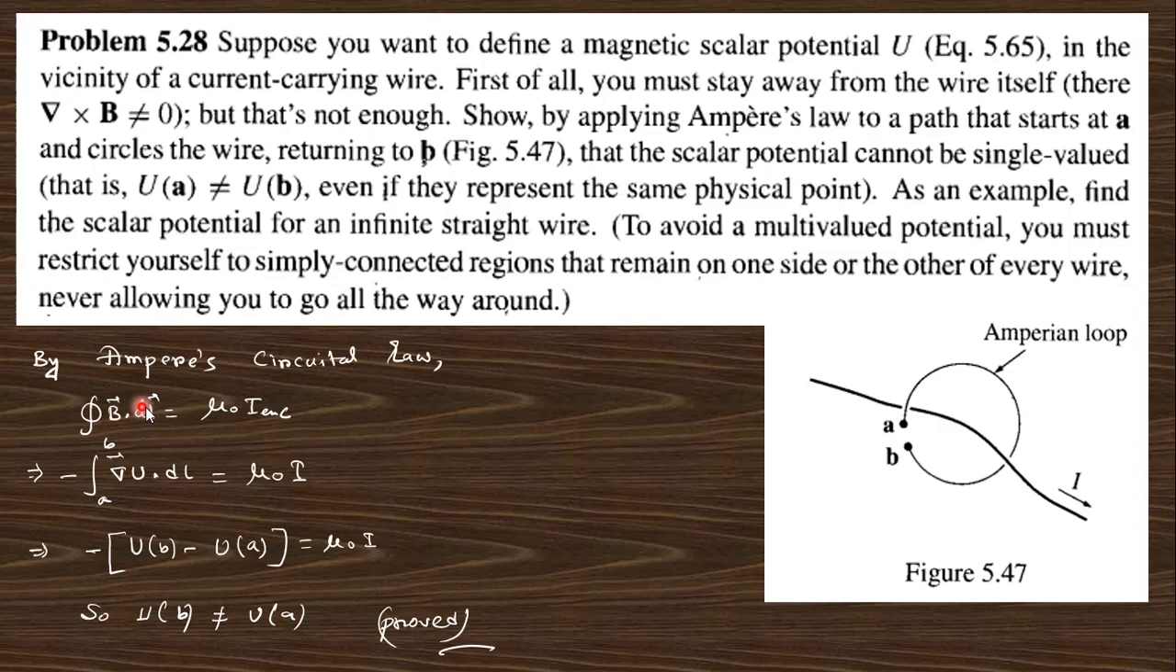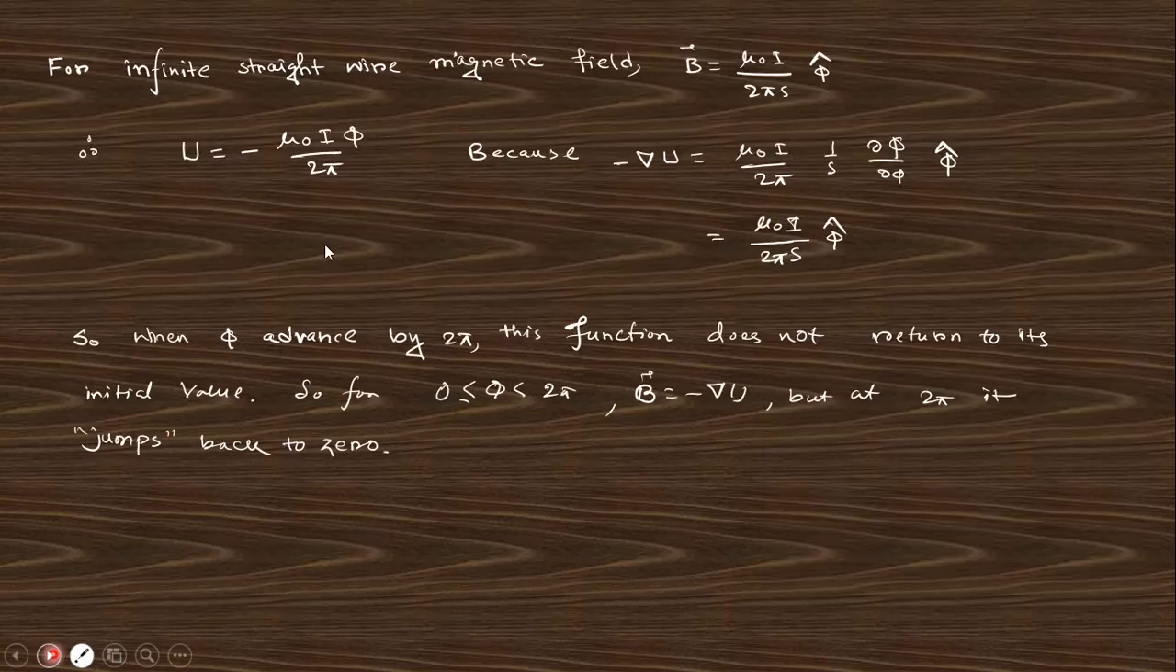Now this B can be written as minus the gradient of the scalar potential u, dotted with dl. So this integration can be written like that. You can see this is not 0, so these two are not equal, so the potentials at a and b are not equal, right?